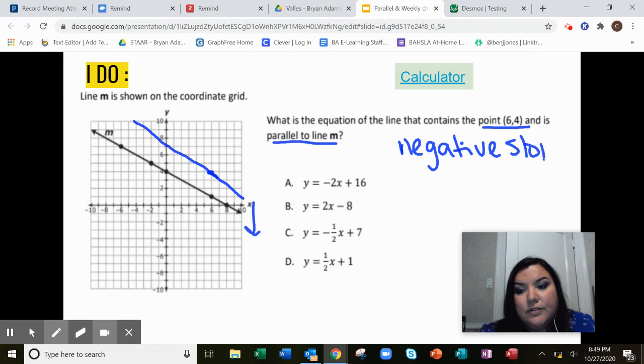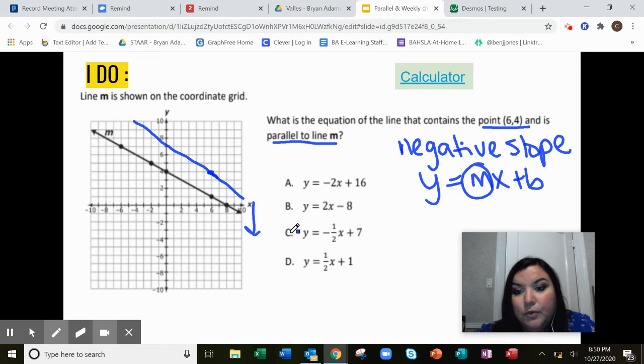Also, about last week or so, we talked about y equals mx plus b, right? And we said that the m here represents our slope. So if we look at our answer choices, we are looking for the particular equation that has a negative slope, or a negative m. We see that A has a negative number, B doesn't, so we can eliminate that one because it has a positive slope. We see that C also has a negative slope, and then D we can eliminate because it has a positive slope.